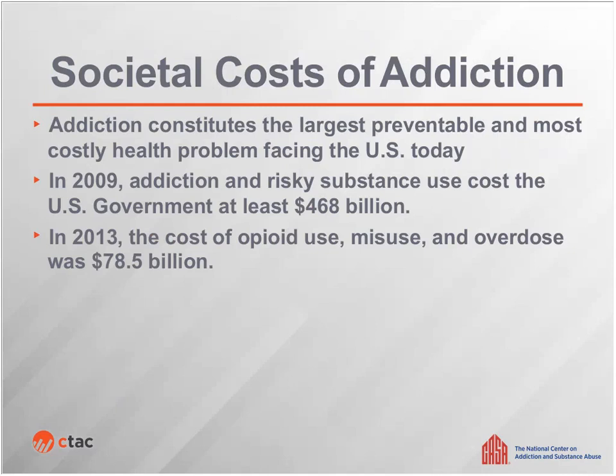As for societal costs, addiction is the largest preventable and most costly health problem that we face today. In 2009, addiction and risky substance use cost the U.S. government at least $468 billion. And this spans across many systems, such as the child protective system, correction systems, the judicial system, and healthcare systems. And then in 2013, the cost of opioid use, abuse, and overdose was about $78.5 billion.